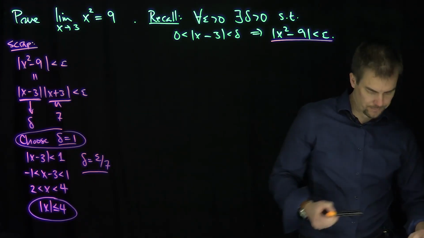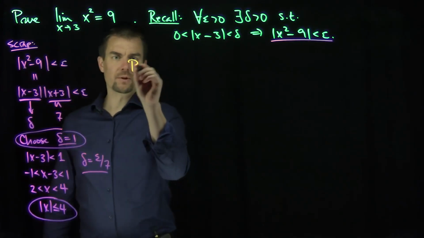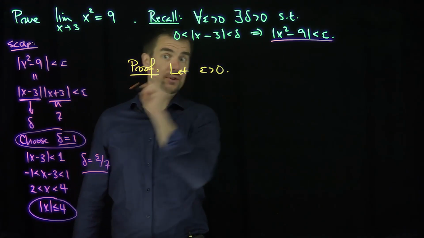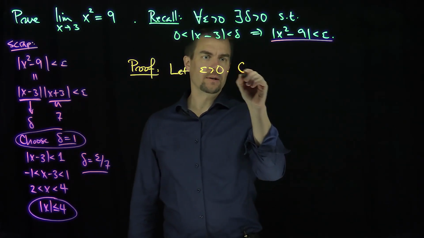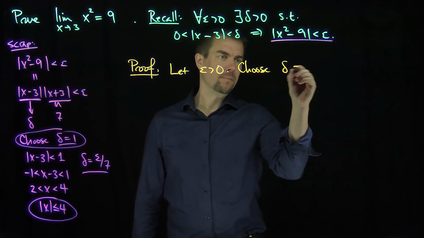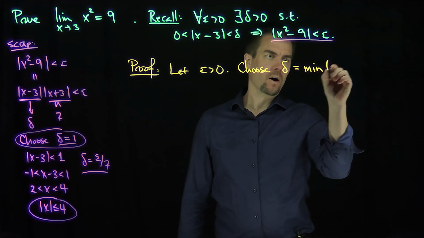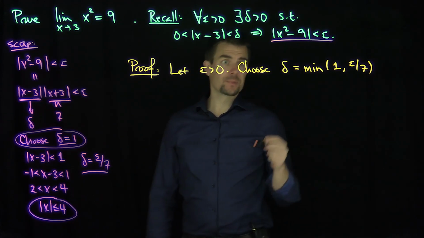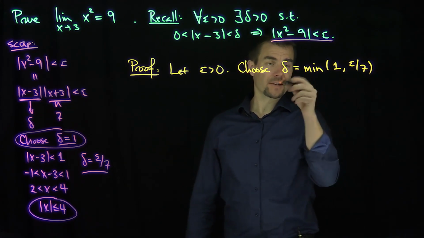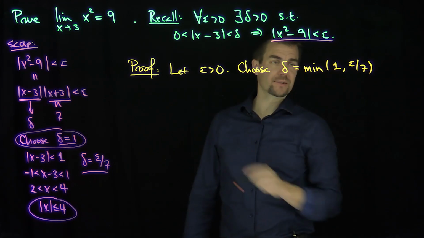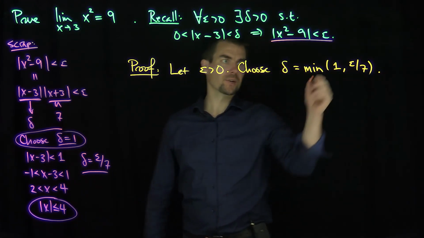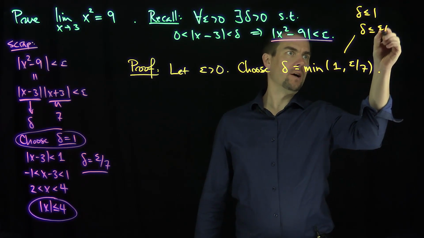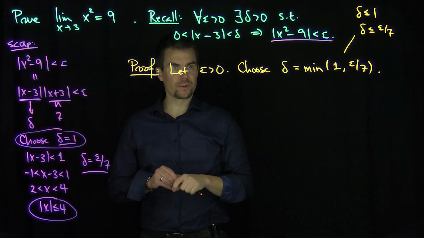So here's our formal proof. Proof: let epsilon be greater than 0. That's how all these proofs start. And I'm going to choose delta to be the minimum of 1 and epsilon over 7. That tells me 2 things: delta is less than or equal to 1, and delta is less than or equal to epsilon over 7. So I get 2 things for free from this. Those 2 inequalities from there.